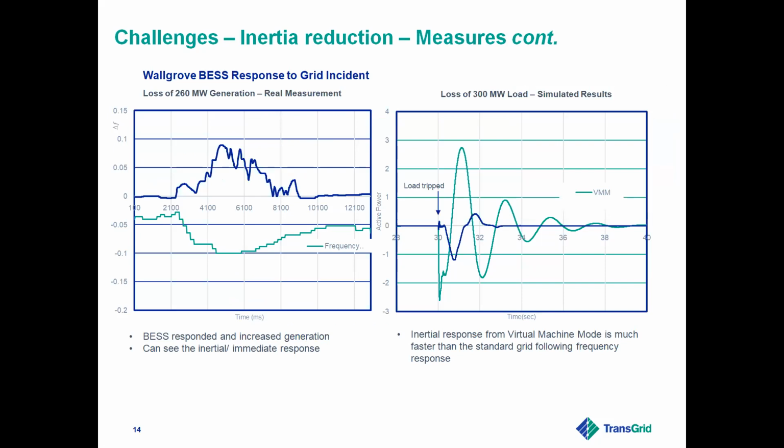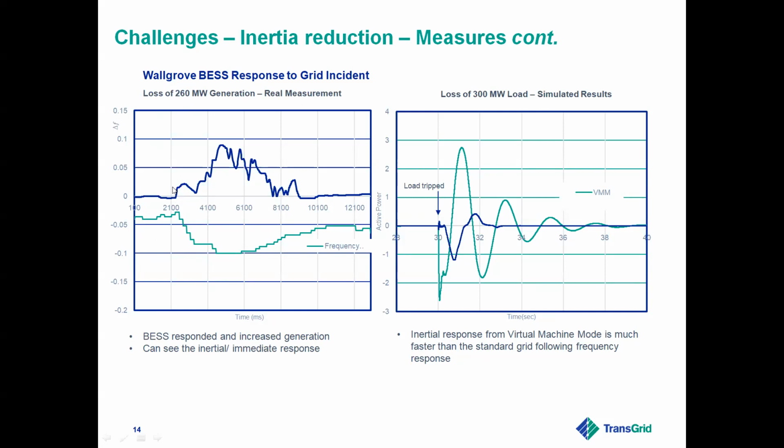And these are some measurements coming from that system at the moment. We are just monitoring it because this is a research project that we are doing to see how much we can rely on these grid following inverters converted to contribute inertia with this extra virtual machine mode, or even grid forming inverters. What we can see here is a real incident where we had a 260 megawatt generator tripping. You can see the blue curve is the megawatt output of that battery system, and the green curve is the frequency drop.